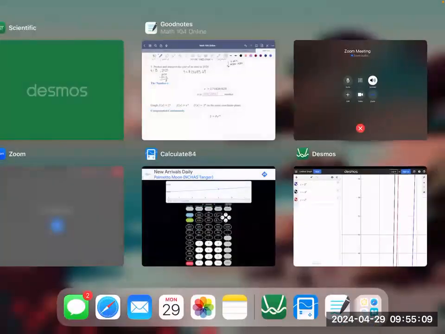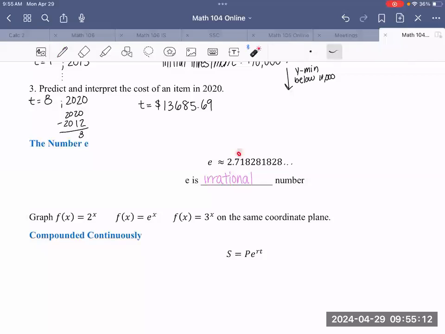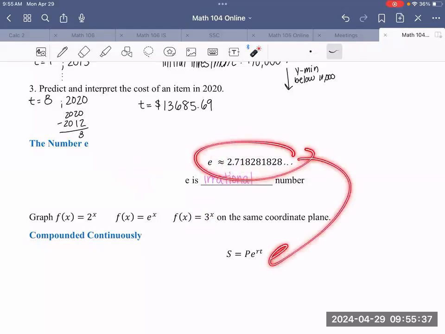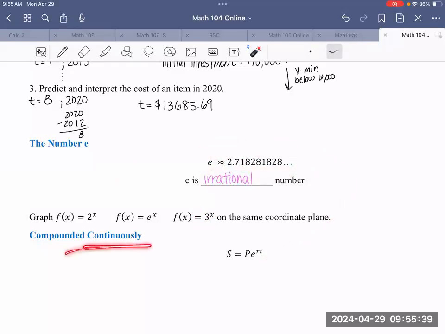We said e is just about 2.7 or so, and we have 3 here, right? So notice that these two values are kind of close to one another. So e is very similar to a 3 to the x graph. That's all that we're pretty curious about, because e is a number just like pi. Now, because e is a number, we can actually use it to represent a compounding continuous equation.